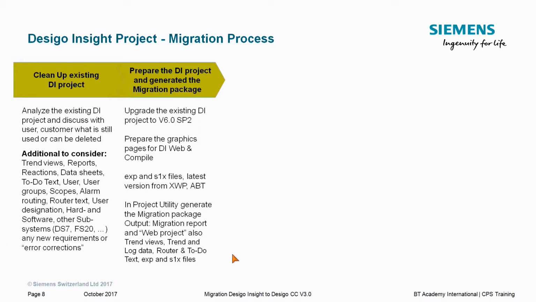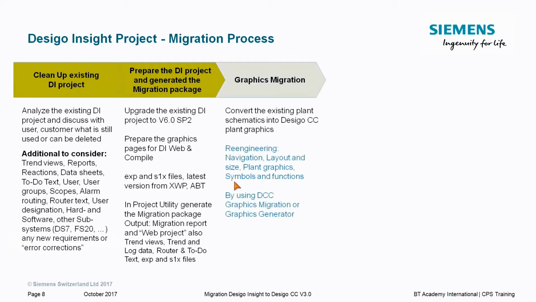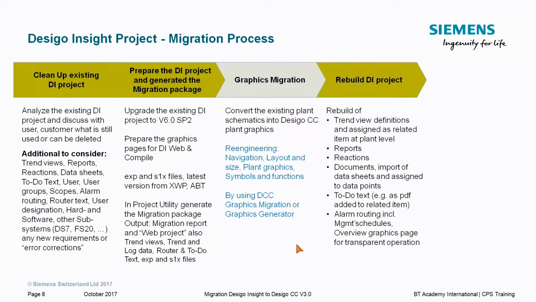So prepare the Desigo Insight project and generate the migration package, and then migrate the graphics. This is that part which we were talking about before. And then rebuild the Desigo Insight project in Desigo CC. This is not done with the migration. You have to do it again.